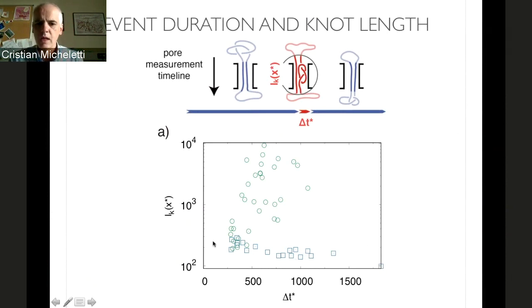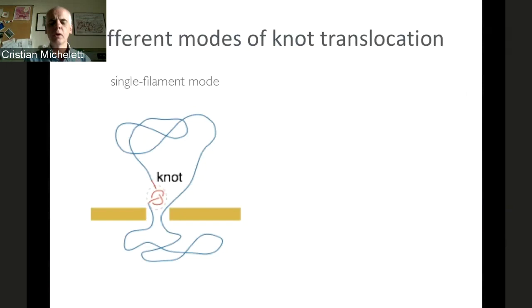translocation process, and the associated length of the knot is small. And then there is another set of data points for which you have an almost linear relationship between the length of the knot and the timing, but the length of the knot can be very widely varying. So can we understand what is going on?